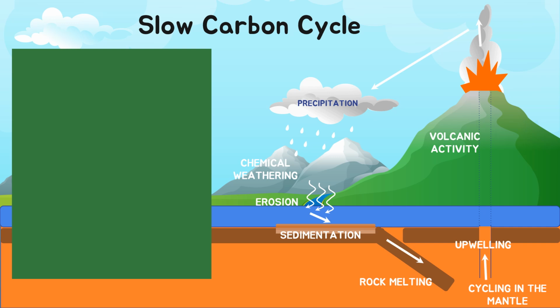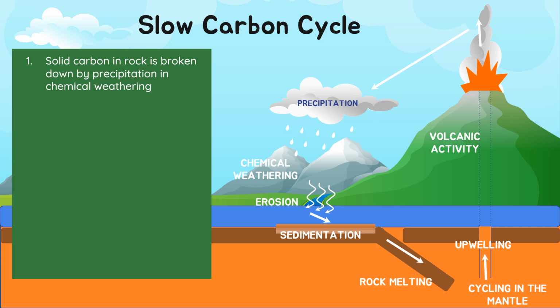So to review here, our slow carbon cycle, which is a lot like the rock cycle, it starts when we've got solid carbon in rocks. By the way, most rocks have some form of carbon in them. I know I've been talking mainly about calcium carbonate, but in one form or another, you're going to find some kind of carbon in all types of rocks.